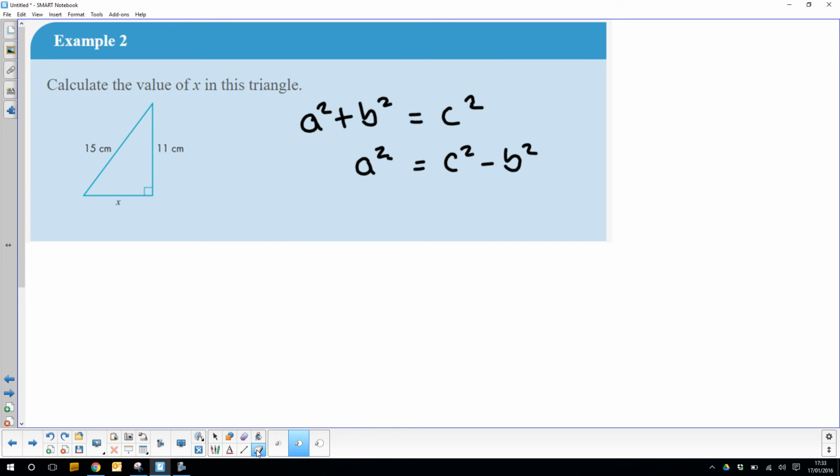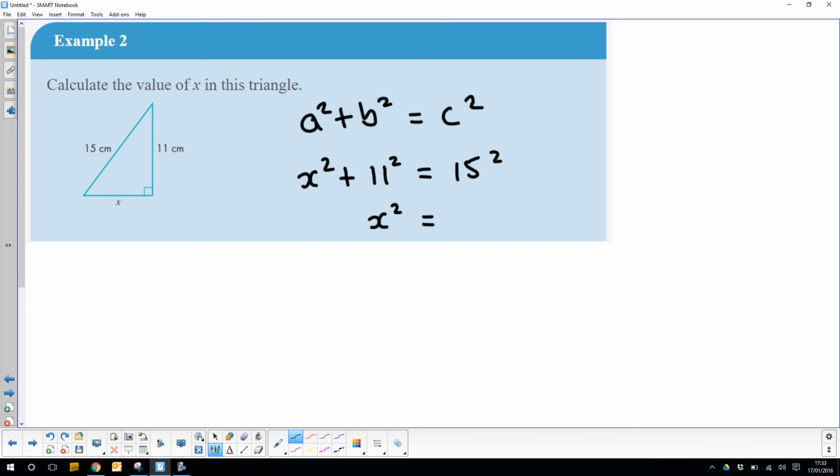I'm just going to put in the values as they are, but just remember that a squared and b squared must be the two shorter lengths, and 15 must go in for c as it's the hypotenuse. So I've got x squared plus 11 squared equals 15 squared. The 15 must go in as c because it's the hypotenuse. And then I can do that rearrangement. It's the same rearrangement, but with the values in, it's a bit easier.